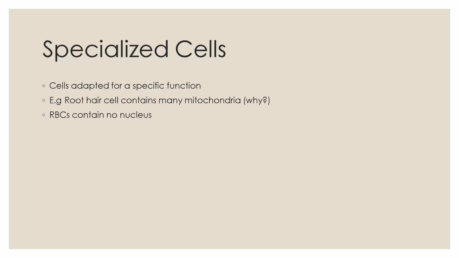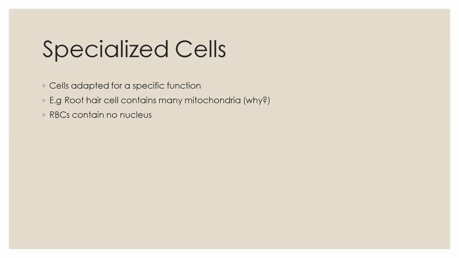So let's discuss specialized cells. What are specialized cells? They are cells adapted for a specific function. For example, red blood cells contain no nucleus. Why? For their function, they've adapted in a manner. So we're going to discuss why they adapted and how having no nucleus helps an RBC to carry out its function. And a root hair cell contains many mitochondria.